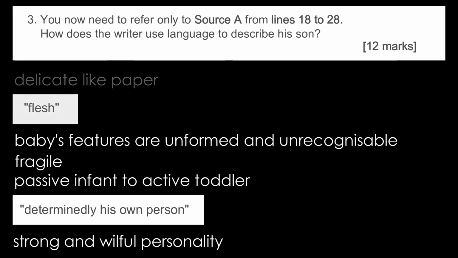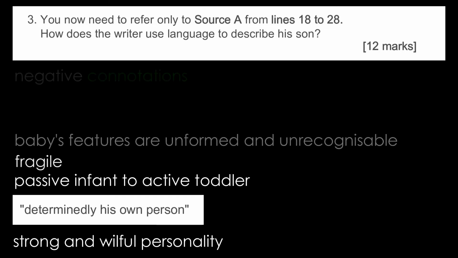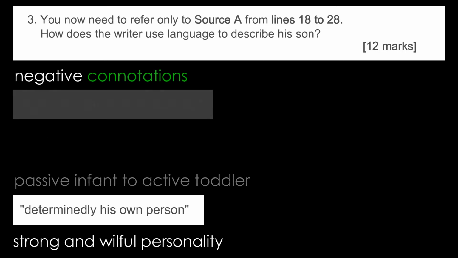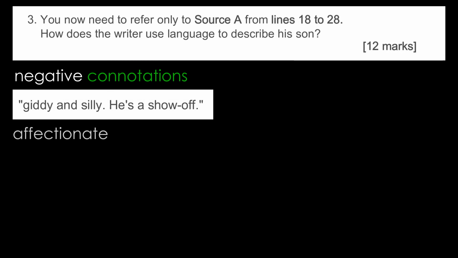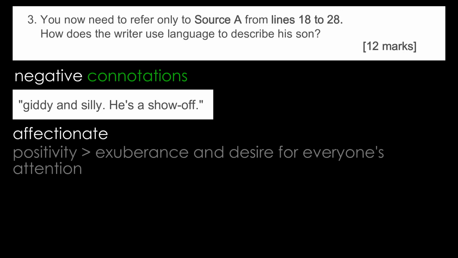Heritage describes him using words that usually have negative connotations, i.e. he is giddy and silly, he's a show-off. But these are meant affectionately, as Heritage injects them with positivity, clearly revelling in his son's exuberance and desire to get everyone's attention.